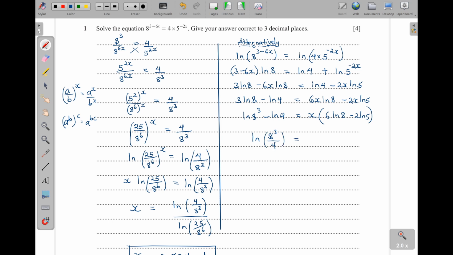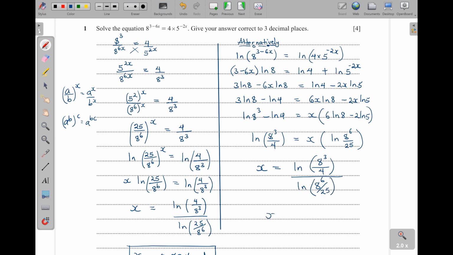Then this one will be equal to x into, this will be natural log of 8 power 6. First take this one up, and then apply the rules of logarithms. So we shall have this one as 25, okay, down here. So we have something like that. Then our x is therefore going to be the natural log of this 8 power 3 over 4, then divide by the natural log of 8 power 6 over the 25.